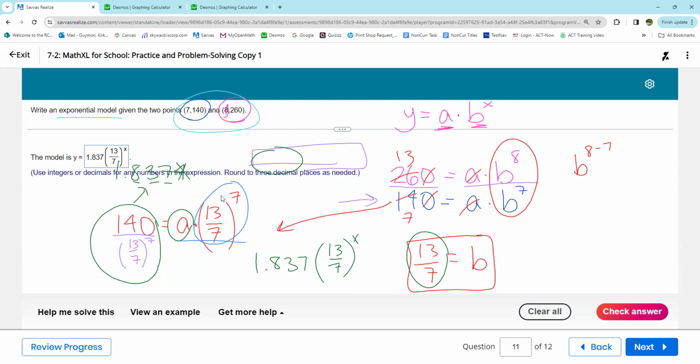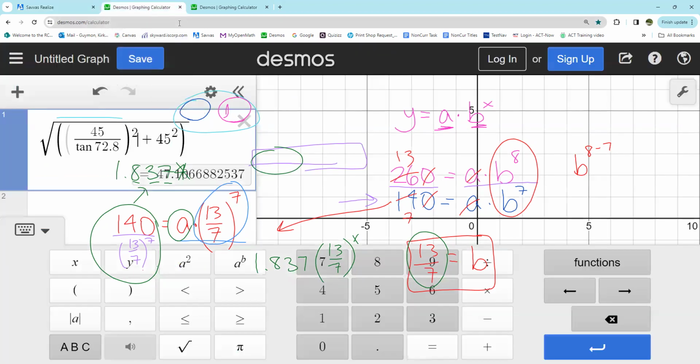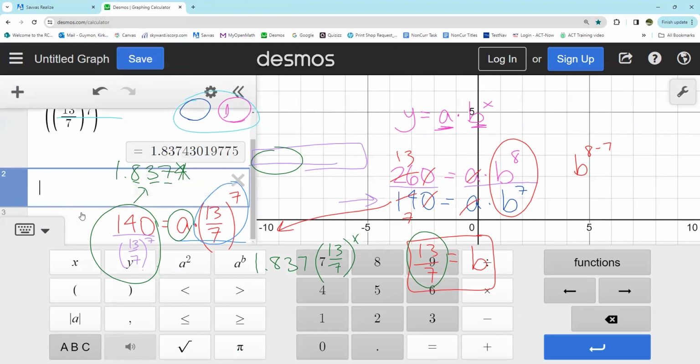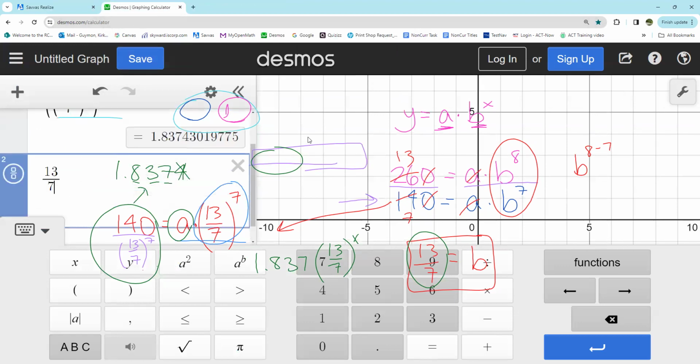So looking over here, let's see, use integers or decimals for any numbers in the expression. Let's see, that's a decimal, integer. 13/7 is not an integer or a decimal. So let's just see if that 13/7 needs to be put into a decimal with three places. So let's put 13/7 in there. So let's try that.